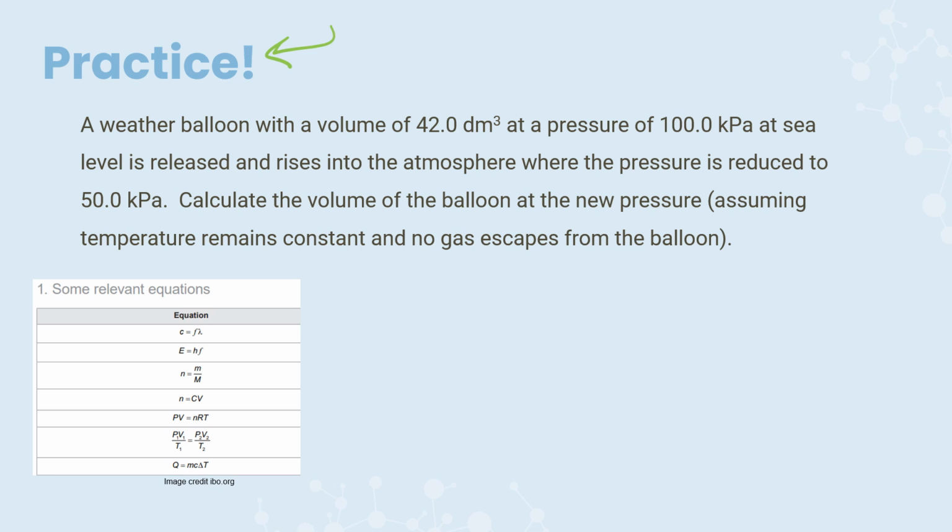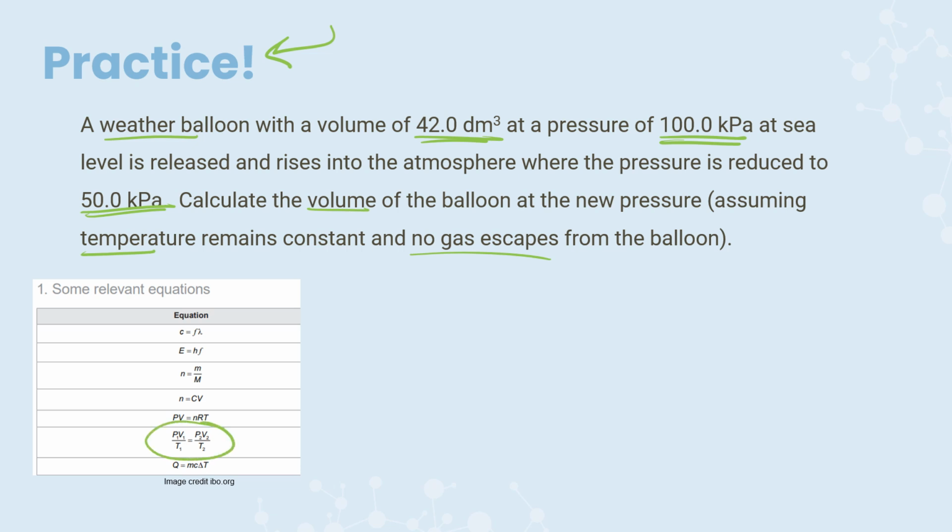Let's say that we've got a weather balloon with a volume of 42 cubic decimeters and an initial pressure of 100 kilopascals. It's released, it rises into the atmosphere, pressure decreases down to 50 kilopascals. We need to find the new volume. We're going to assume that the temperature remains constant. Of course it wouldn't, but we're going to pretend, and that no gas is going to be able to escape from that balloon. So what we're going to use, again, is that combined gas law.